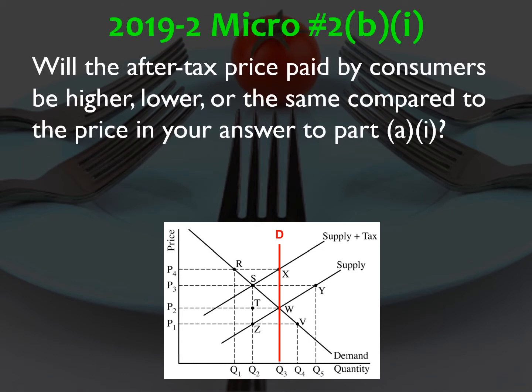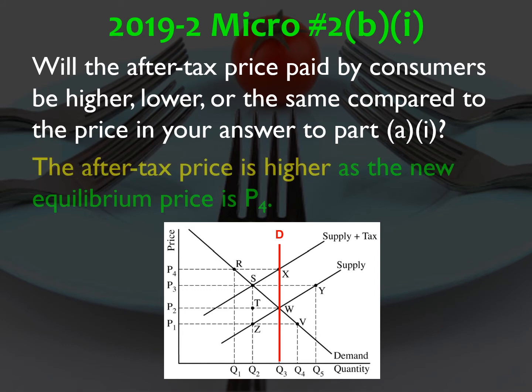B1, will the after-tax price paid by consumers be higher, lower, or the same compared to the price in your answer in part A1? So the answer in part A1 was at price P3. Now you can see where the supply plus tax curve intersects the new demand curve is at point X. That corresponds to an equilibrium price of P4, which means the after-tax price is higher than it was in part A1.